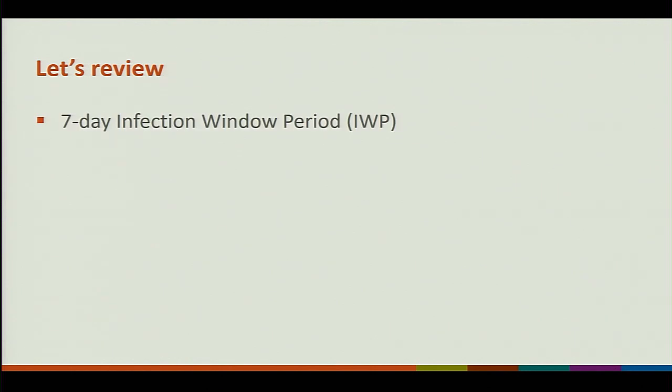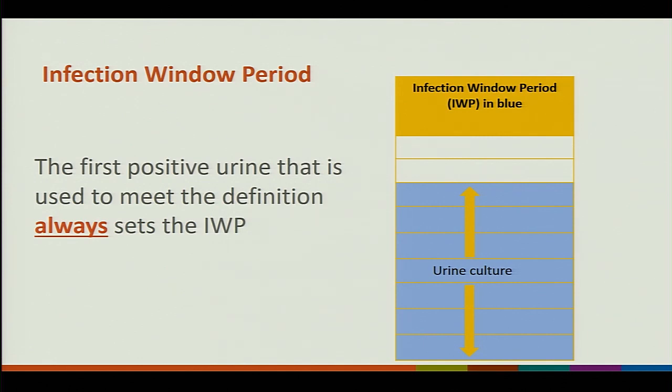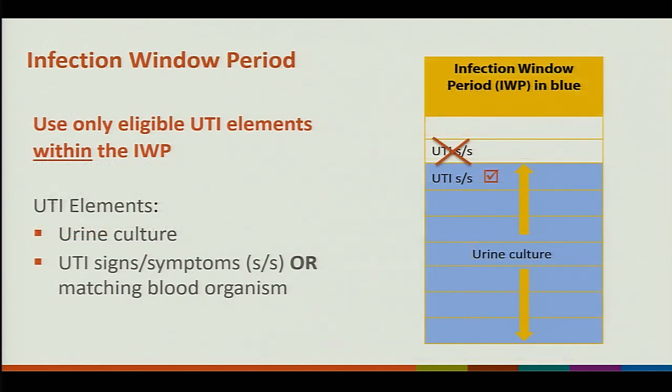So let's review the IWP, the DOE, and the RIT. The infection window period is always set by the first positive urine that is used to meet the definition. The IWP is not set by UTI signs or symptoms. This slide illustrates that elements that fall outside the IWP cannot be used in the determination. Elements are defined as urine culture, your UTI signs and symptoms, or a matching blood sample.